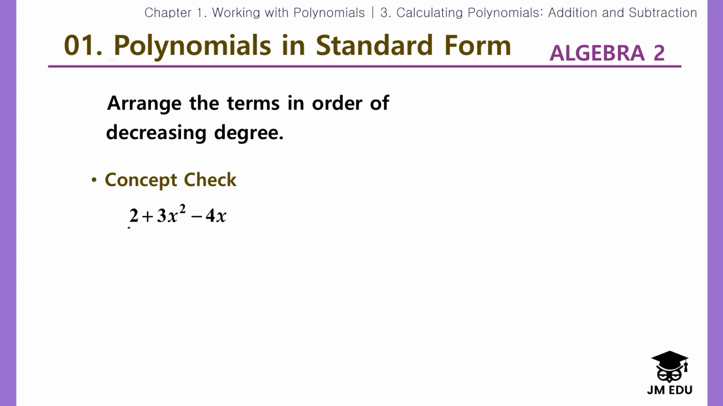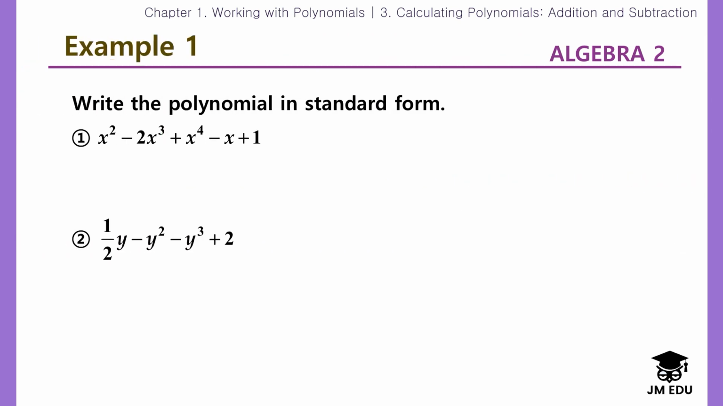Degree of this term is 0, right? Degree of this term is 2. Okay, degree of this term right here is 1. So we have to rewrite this polynomial: 3x squared first, then minus 4x plus 2. We have to arrange the terms in order of decreasing degrees.